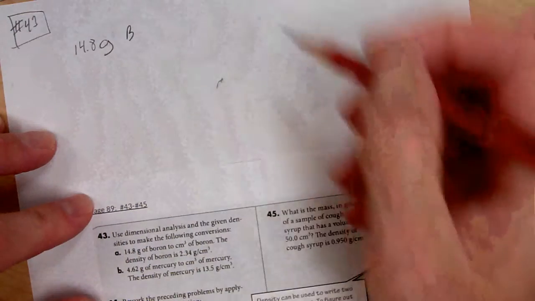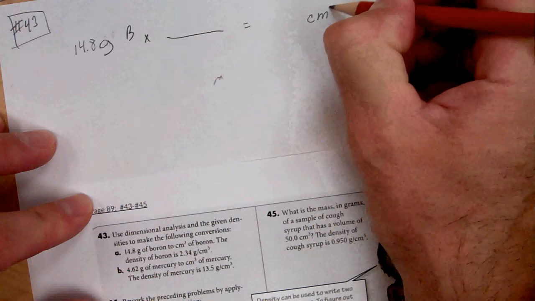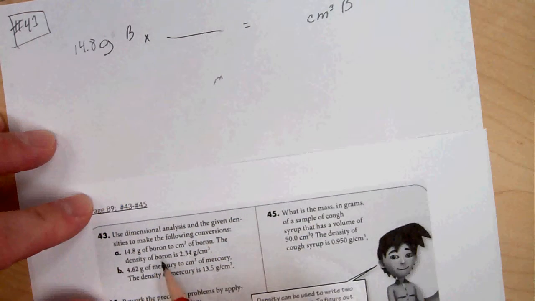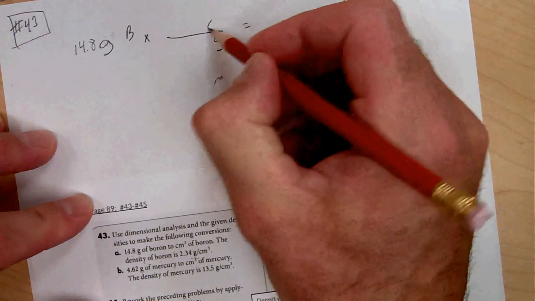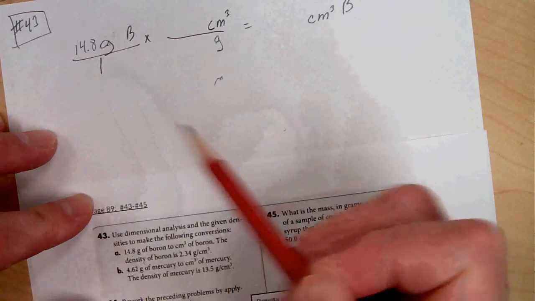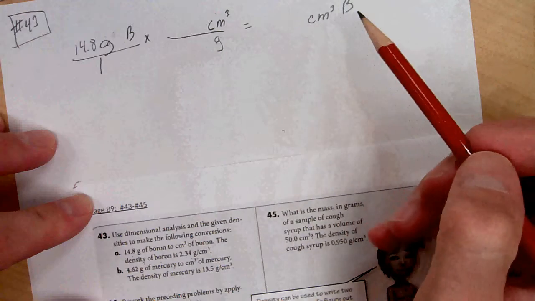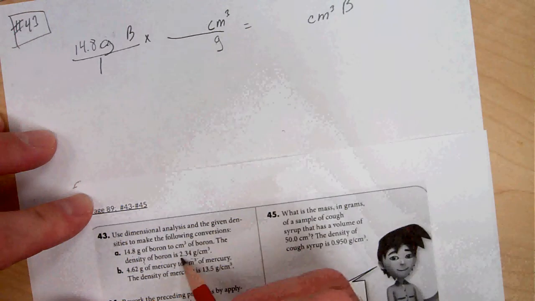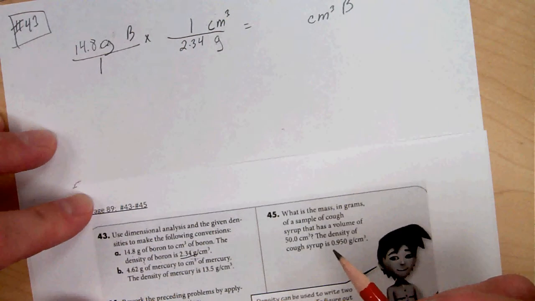These are grams of boron, and I want to take them times a conversion factor that's going to change them into cubic centimeters of boron. So 14.8 grams, but the density of boron is 2.34 grams per cubic centimeter. So what I know is grams goes in the bottom, cubic centimeters goes in the top, because grams are going to cancel grams here, and don't forget I can write a 1 under there if I would like. And then I have 2.34 grams for every 1 cubic centimeter.